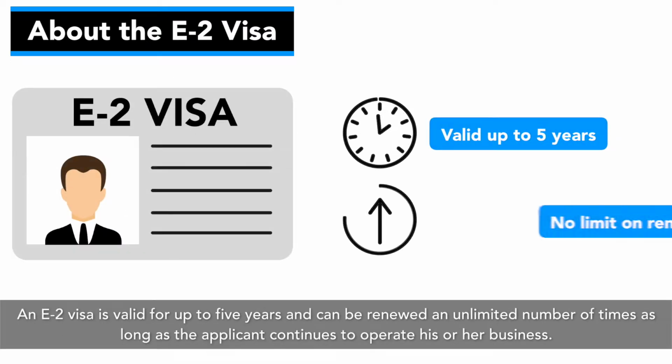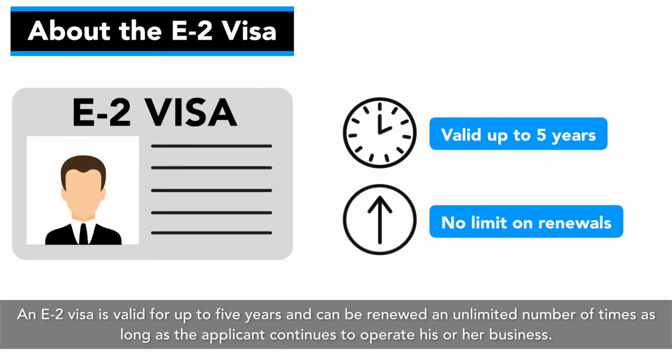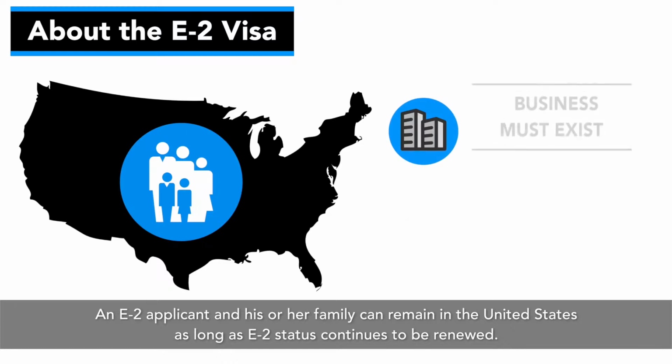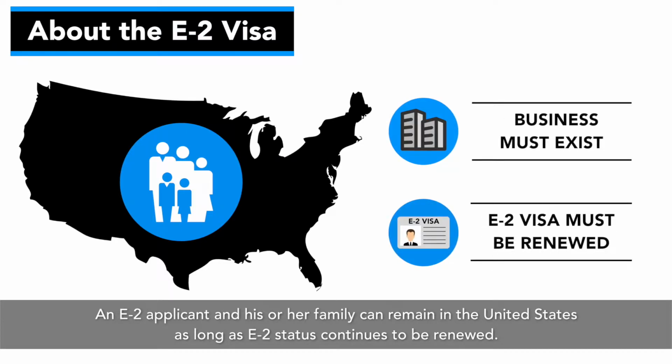An E-2 visa is valid for up to 5 years and can be renewed an unlimited number of times as long as the applicant continues to operate his or her business. An E-2 applicant and his or her family can remain in the United States as long as E-2 status continues to be renewed.